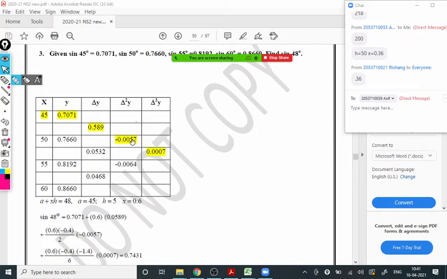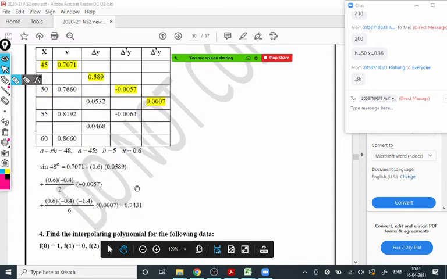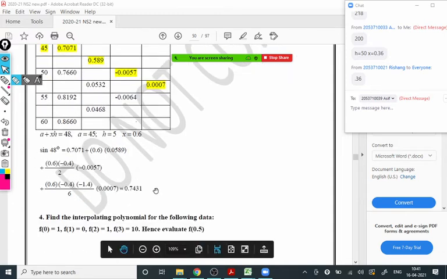So the difference table is prepared. 48 is just above 45. So a plus xh is 48, a is 45. This is the leading row. The calculation is done with the Newton forward interpolation, and we get sine 48 as 0.7431.